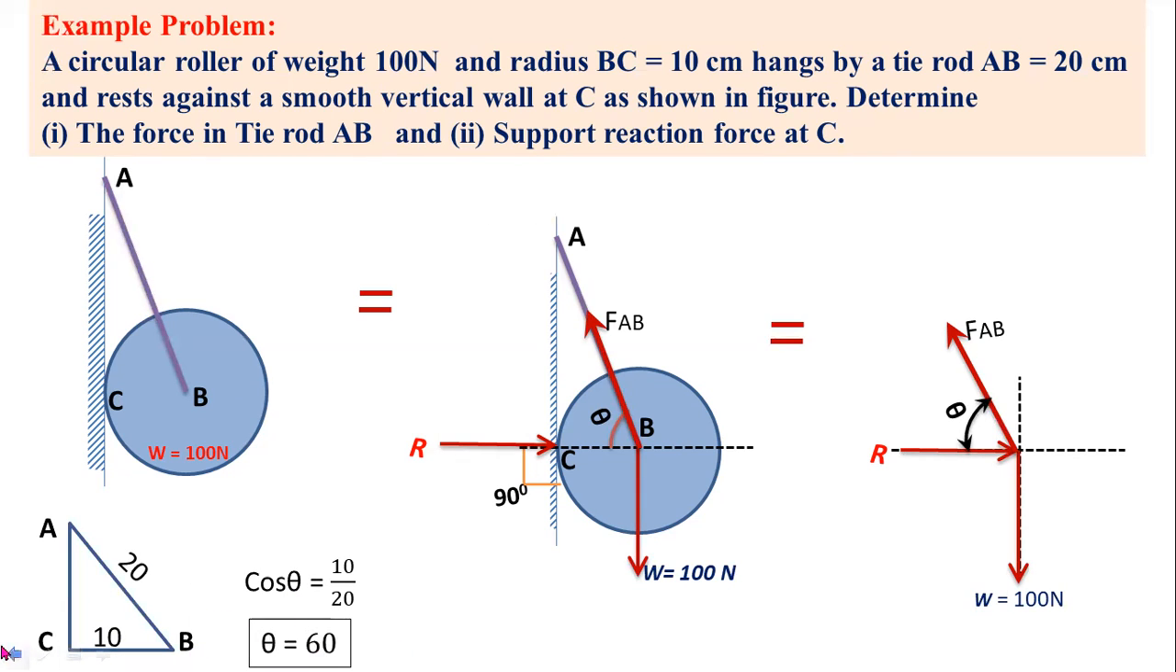Now you have to consider an angle theta here. So cos theta equal to adjacent side by hypotenuse, so 10 by 20. From this equation the angle theta equal to 60 degrees. So theta equal to 60 degrees. This is the free body diagram.